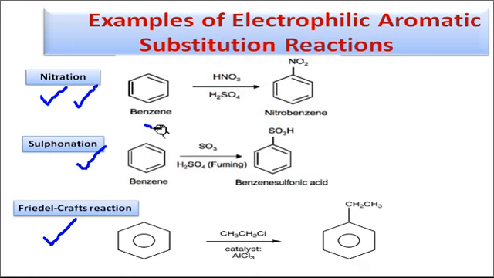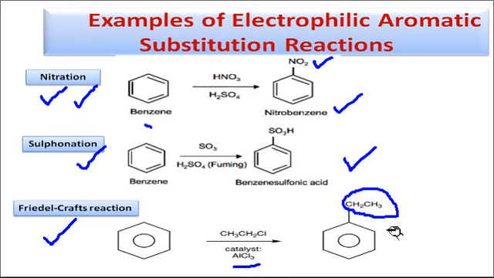When the benzene ring is reacted with nitric acid in presence of H2SO4, then the hydrogen of this benzene ring is replaced by NO2 and nitrobenzene is formed. Similarly, the sulfonation reaction takes place, and in the Friedel-Crafts reactions, the hydrogen is replaced by an alkyl group in presence of a Lewis acid. So in this reaction, the number of carbon atoms in the system is increased. Substituted alkyl benzenes are formed.